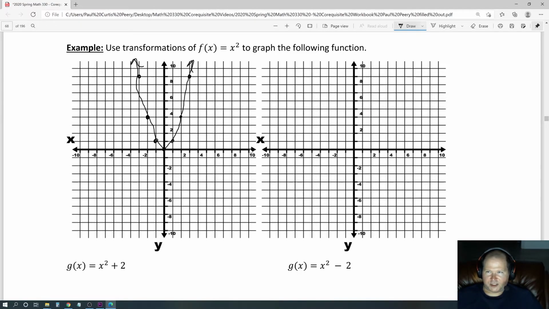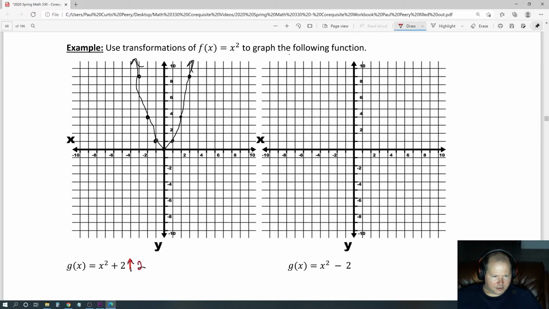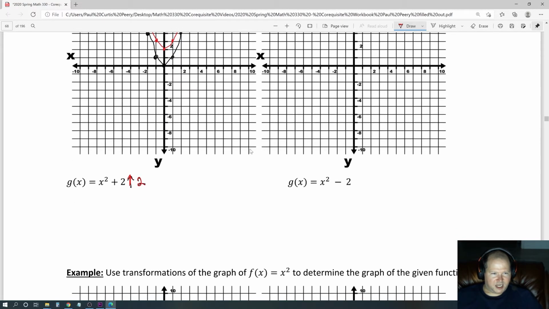But using the transformation, we know that because this 2 is being added to the end, I'm going to shift everything up 2. Okay, so this point goes up 2, this point goes up 2, goes up 2, goes up 2, goes up 2, and this just shoots right off the top because my paper's not that big. And then when I graph it all out, sure enough, it should look something like this right there. So that just transforms it up 2.